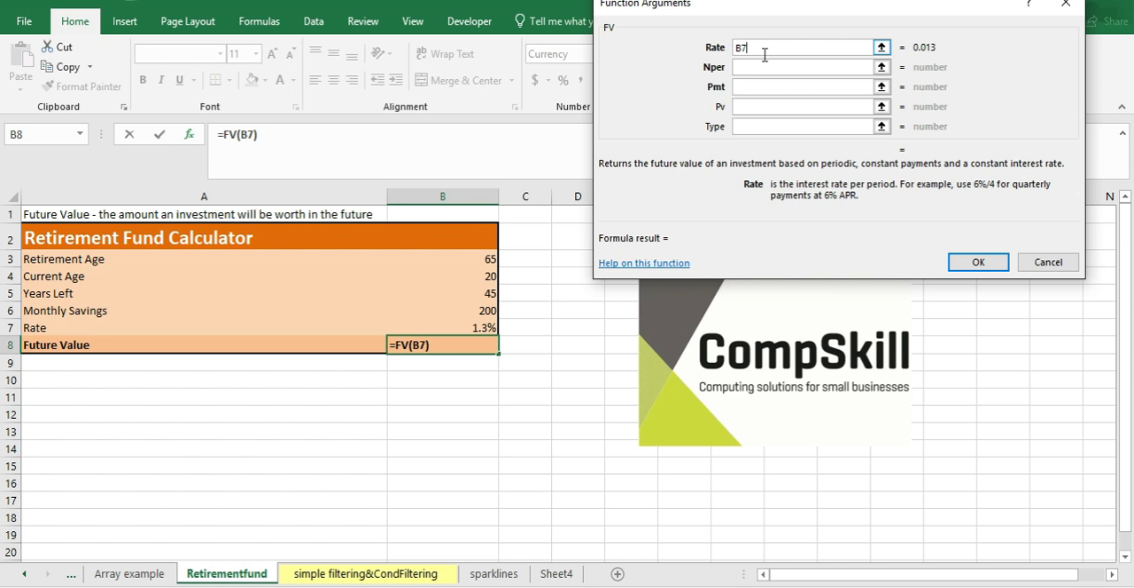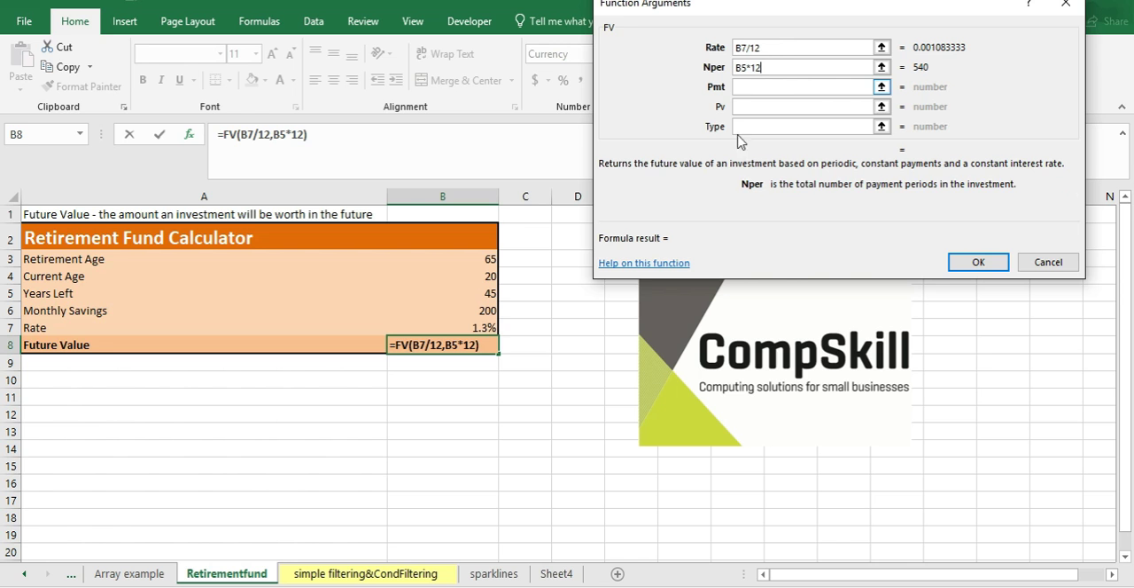So we're going to just put in that, and we're going to divide it by 12, so it gives us a monthly rate. We're going to have our number of payments. So our number of payments is our 45 years, and we're going to do it monthly. So we're going to multiply that by 12.